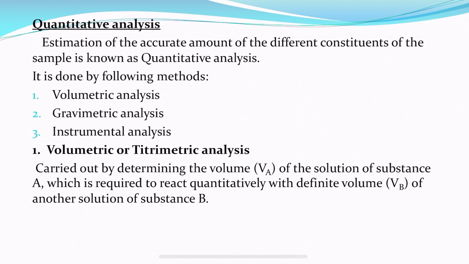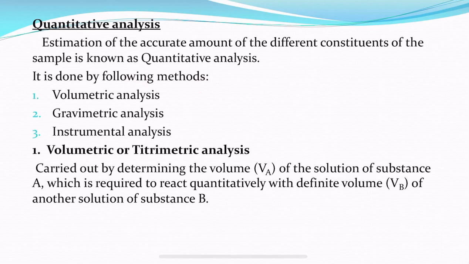He will proceed to find out the quantity of these constituents. Quantity is a measure of amount, how much of that particular constituent is present. That is why it is called quantitative analysis. The analyst is going to measure the quantity of these constituents. Estimation of the accurate amounts of the different constituents of the sample is known as quantitative analysis, and it is done by the following methods.